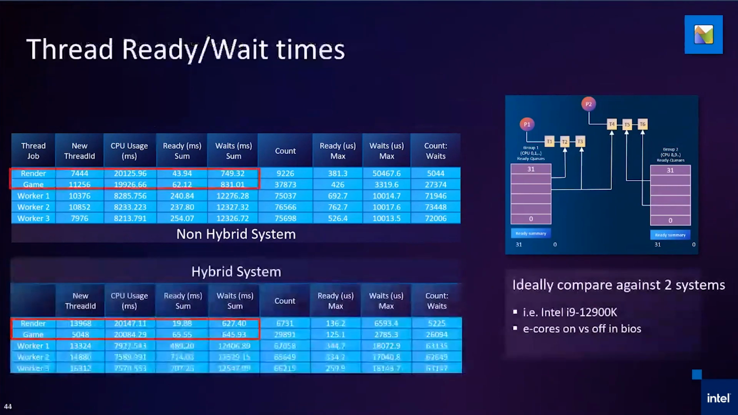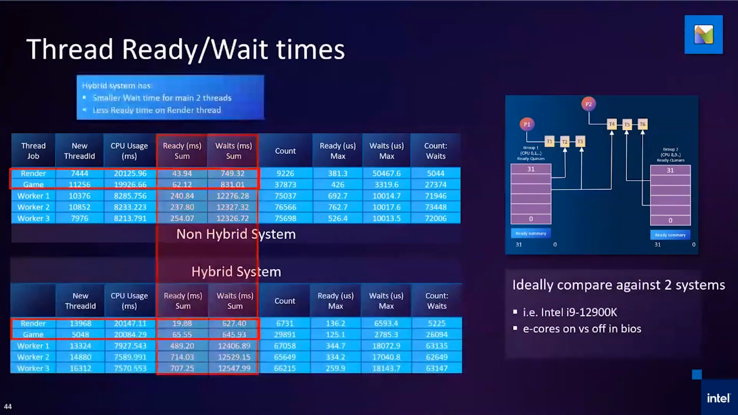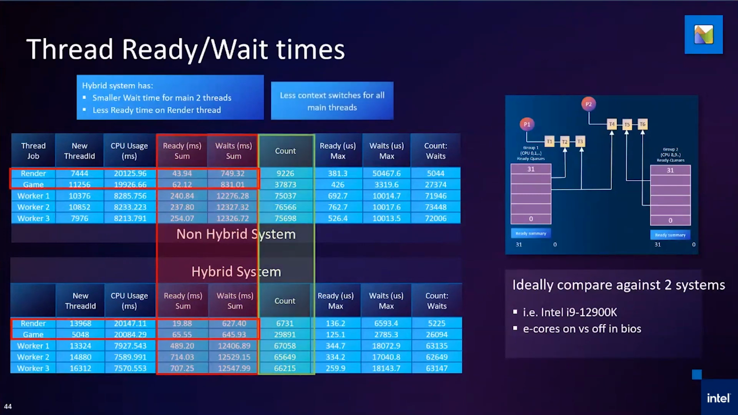Comparing between hybrid and non-hybrid, we can see a couple of things. The first is that on hybrid, we're actually spending less time waiting in any of the threads, and the actual ready time, especially for the render thread, dropped. So increasing the thread count within the application has generally been a good thing for Hitman, and the main threads on the critical path all execute faster.